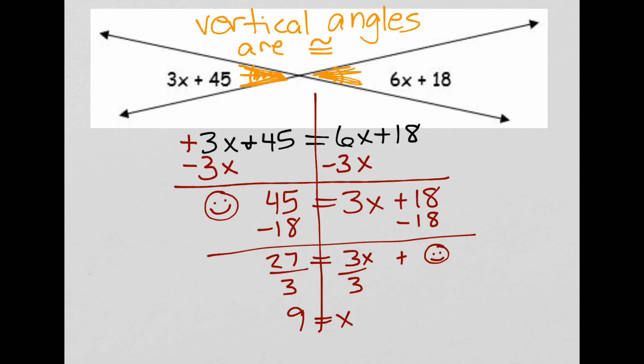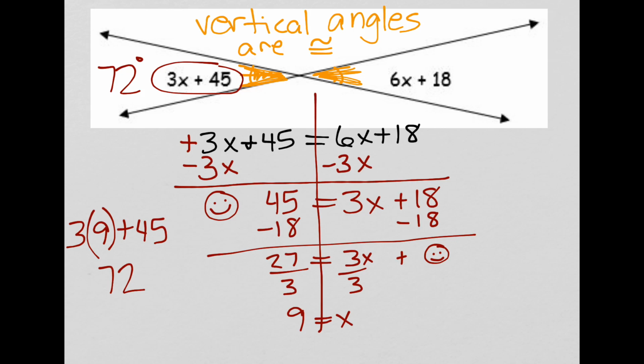That doesn't answer the question, though. The question was not find out what x is. The question was, well, how big are these angles? X equals 9 does not answer that question. But since I know that this angle is represented by this expression, I could now replace x with what it equals. I know x was 9. And so this angle must be 3 times 9 plus 45. And that is 72. So this is a 72-degree angle. And since they're vertical angles, this must also be a 72-degree angle.